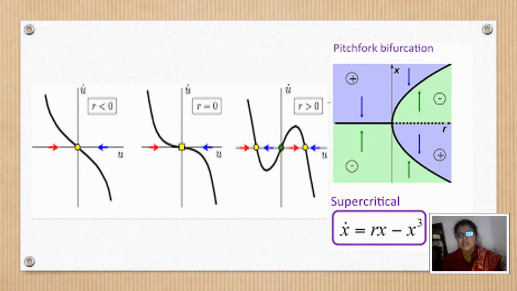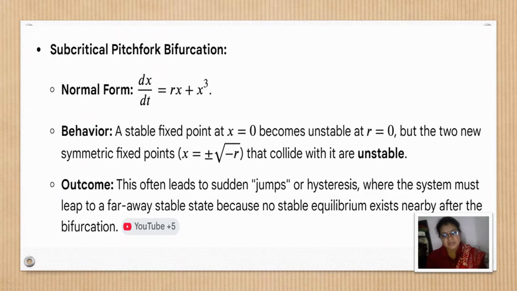Beautiful, right? So this is also explained here in the bifurcation diagram. You can see one stable fixed point changed to an unstable fixed point along with the creation of two other stable fixed points. This is supercritical pitchfork bifurcation. Now what is subcritical bifurcation?